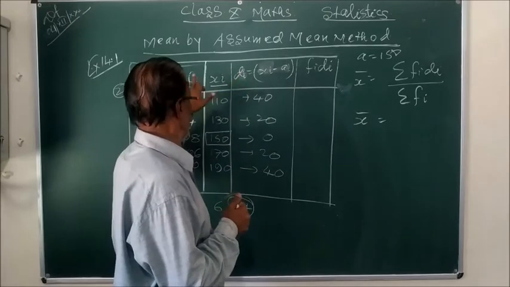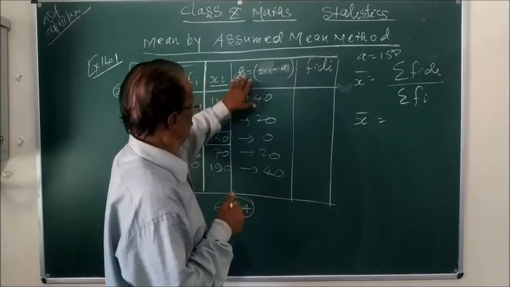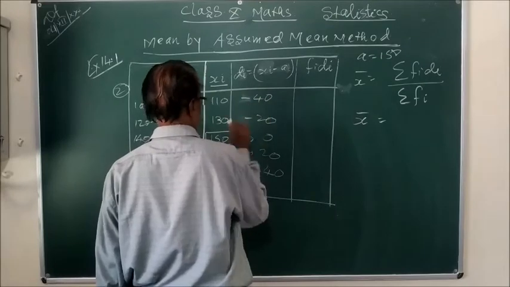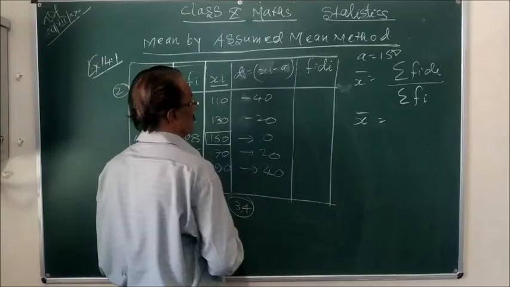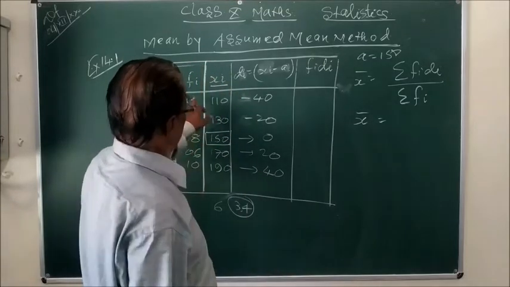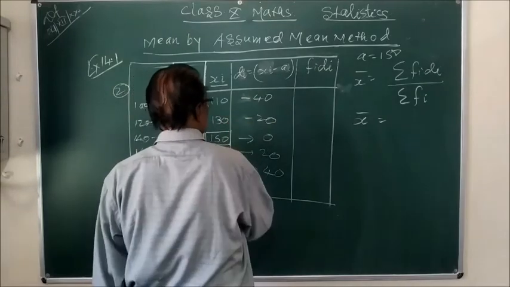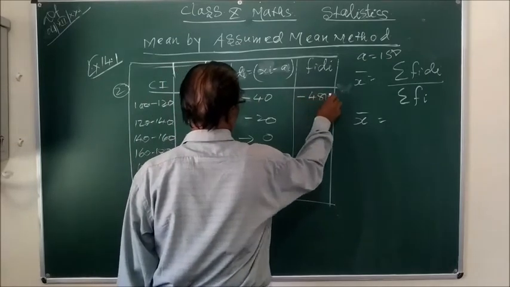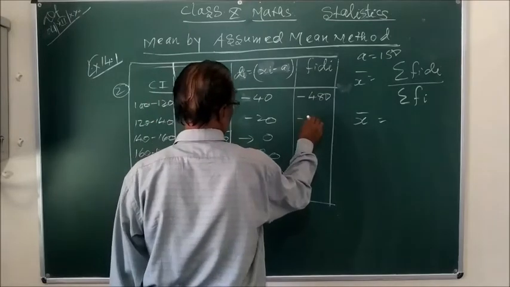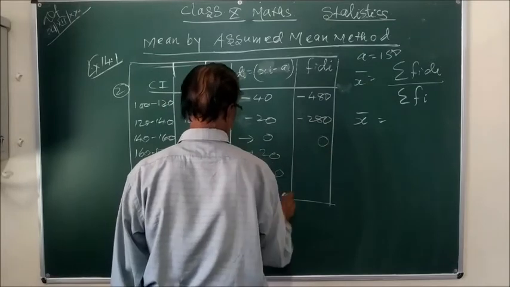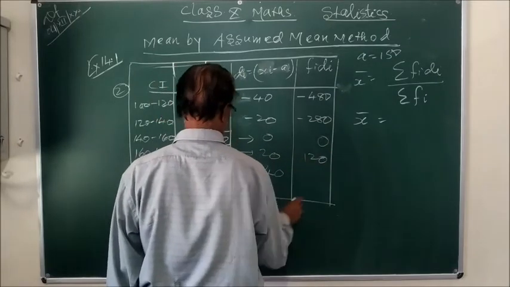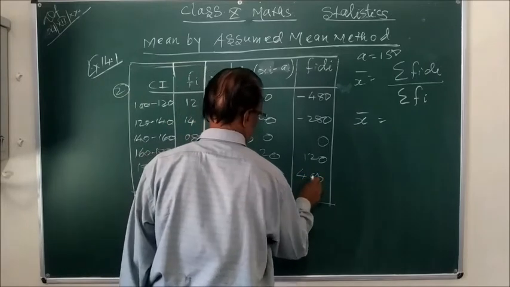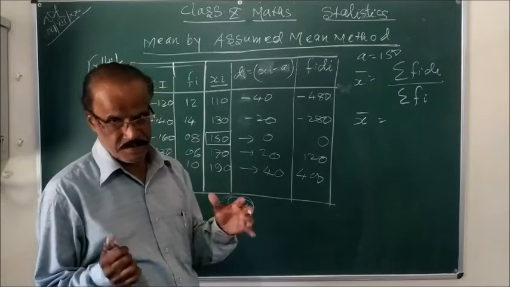Now you find the product of the frequency and deviation, so that will be fi di. So minus 40 and minus 20. You find the product. So this will be minus 480. And this will be minus 20 into 14, minus 280. And 0, so here will be 0. 20 into 6, 120. And 40 into 10, 400. So this is the product of frequency and deviation.